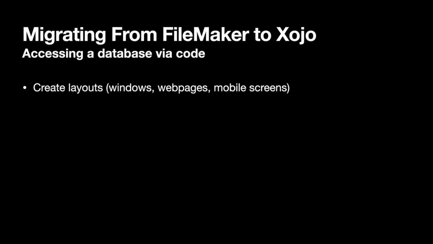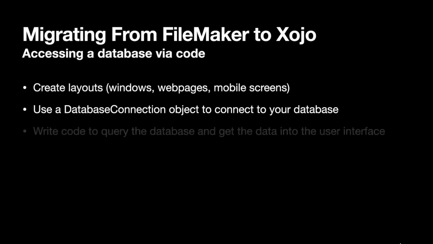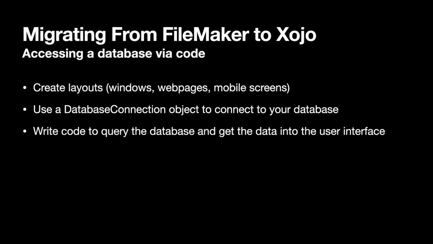Well, of course, you're going to have layouts. You're going to create a layout, a window, a web page, or a mobile screen, or several of them. Then you use a database connection object to connect to your database. Now that's something you just add to your project from a menu and you pick which database you want to connect to, and that object is what you use to connect. And then you might write code to query the database, get the data, and put it into the user interface. This is if you're doing it kind of old school manually. Now, this isn't complicated. I'll show you a little bit of code in a second. It's not complicated, but it's grunt work.